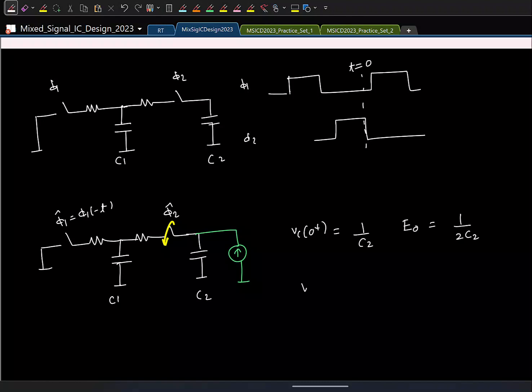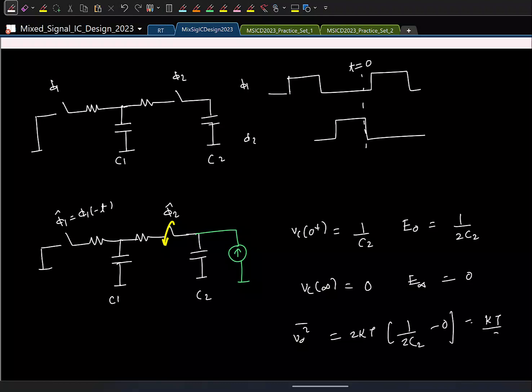C2. At infinity, what happens? Basically, this capacitor is taking out charge from this and pushing it to ground. So what will be the final voltage? 0. So the mean squared value is basically 2 kT times the initial energy.